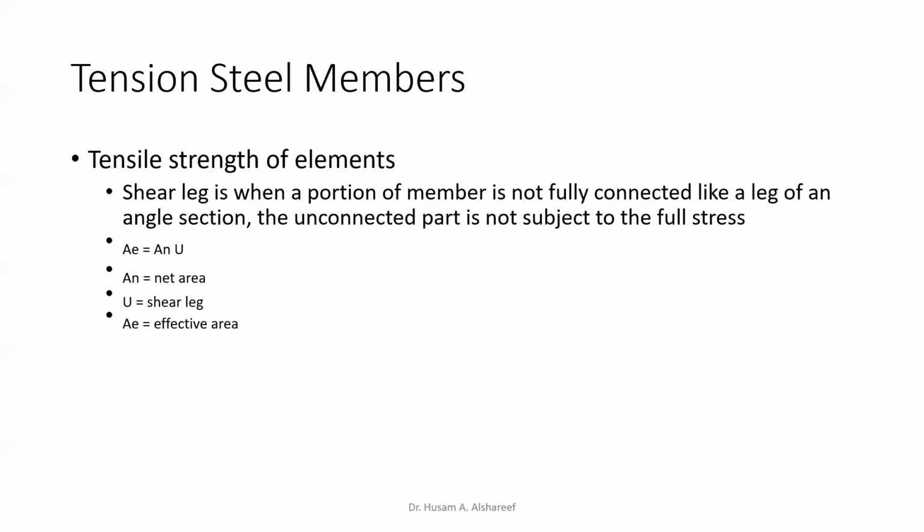Now, what is shear lag? Shear lag is when a portion of a member is not fully connected, like a leg of an angle section. The unconnected part is not subject to full stress. So the shear lag factor is U, as you can see here. Let me get my pointer. As you can see here, this is the shear lag. So the effective area, A sub E, is A sub N, which is the net area, times the shear lag factor U. And we'll see what that means exactly.